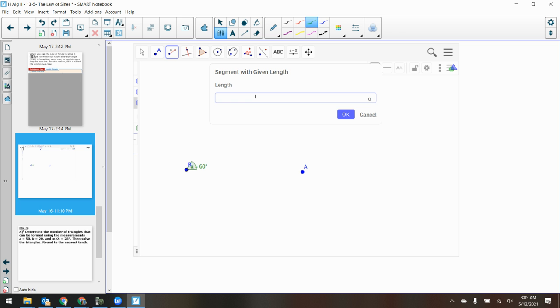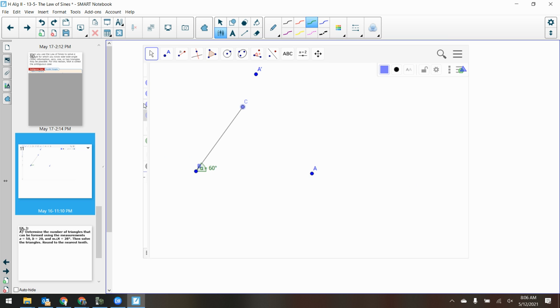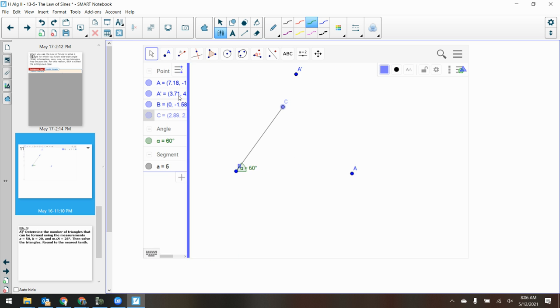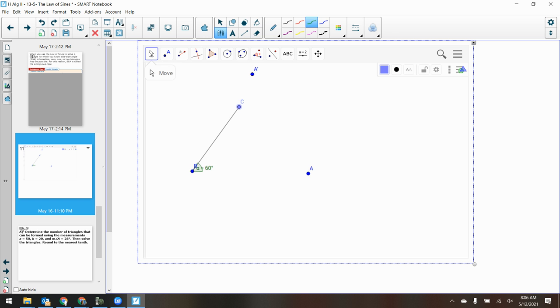From here, let's make it a 5. Oh no, I want it to be on that. Wait, I gotta undo that. There's my undo button. What are these things down here? Yeah, I could just delete them.